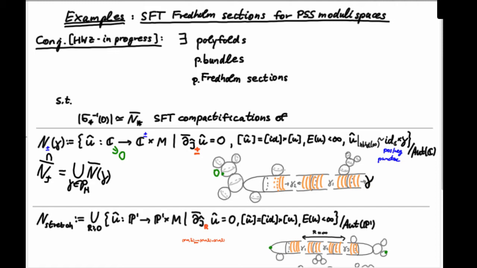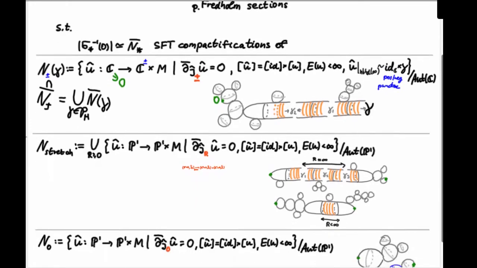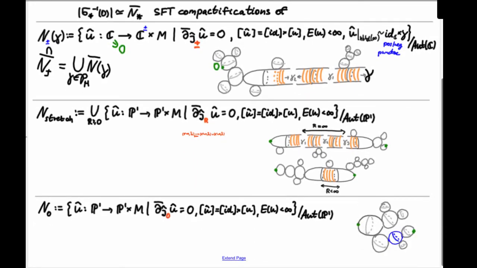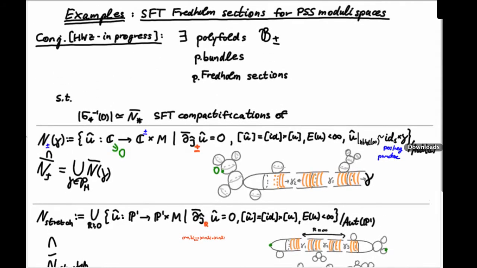I want that cut out simply from an ambient polyfold. So there's going to be a polyfold for PSS and for SSP. There's also going to be a polyfold for each of these, the neck stretching one and the neck length equal to 0, 1. So this will be an n bar 0, this will be an n bar stretch. That's my n bar subscript star here, and for each one of them I should have a polyfold.